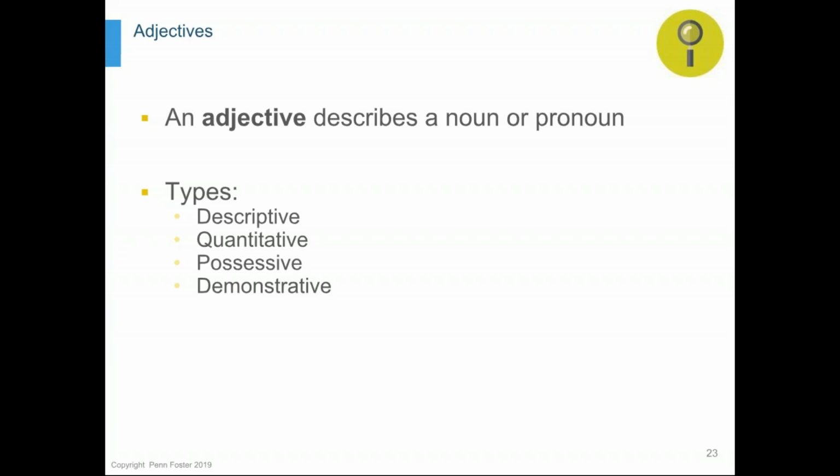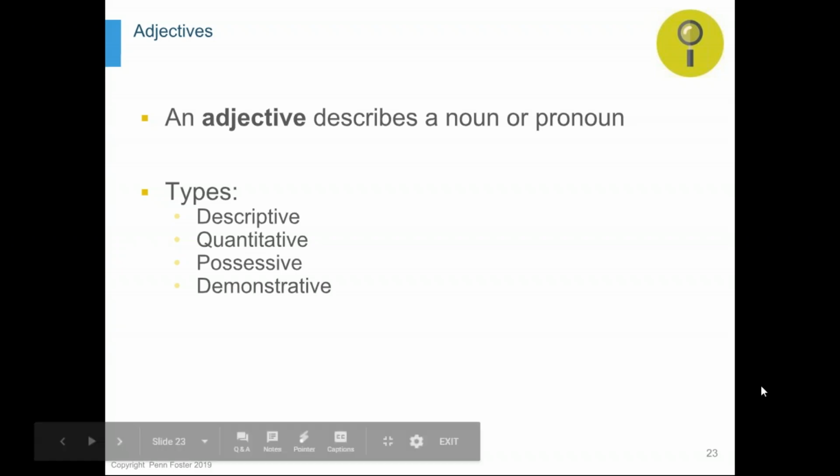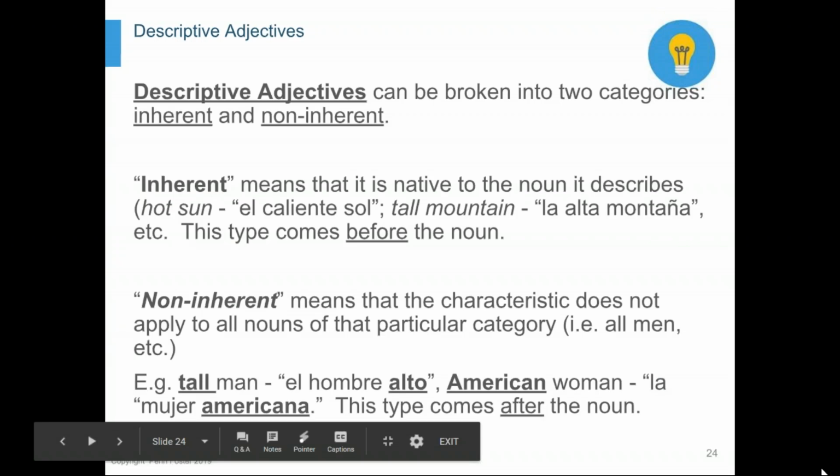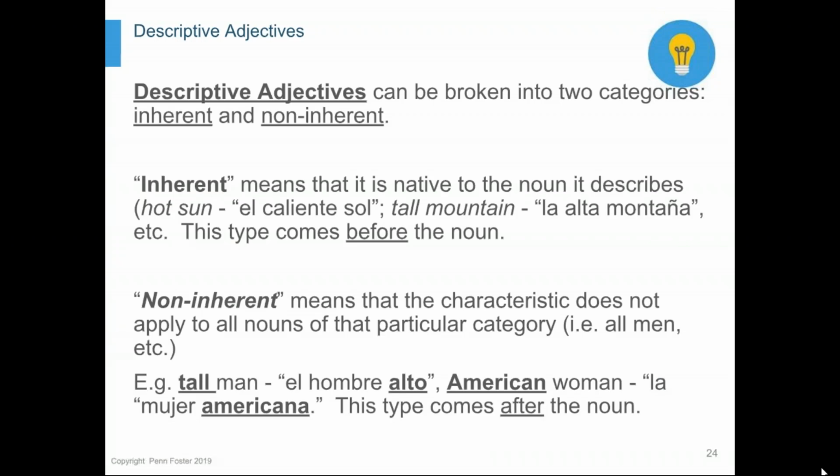All right, as we transition, our next part of speech, as you can see, is going to be the adjective. And an adjective is something that describes or modifies a noun or a pronoun. And we're going to focus on these four key types: descriptive, quantitative, possessive, and demonstrative. Okay, starting with descriptive. Descriptive adjectives typically have to do with characteristics or traits, ways to simply describe a person, place, or thing.